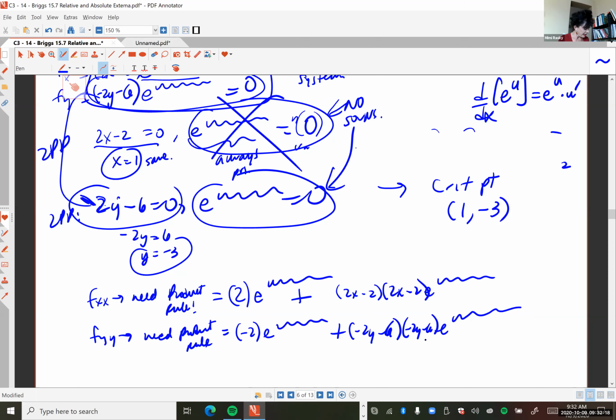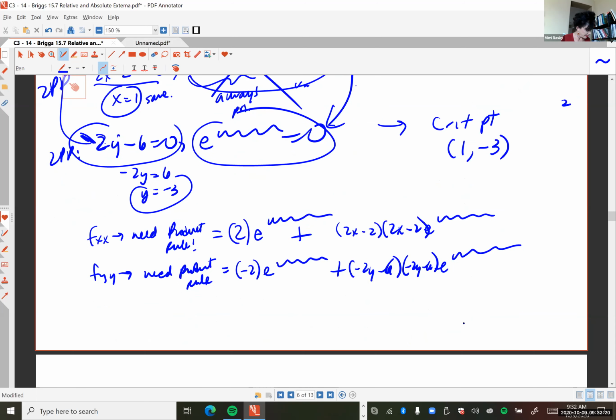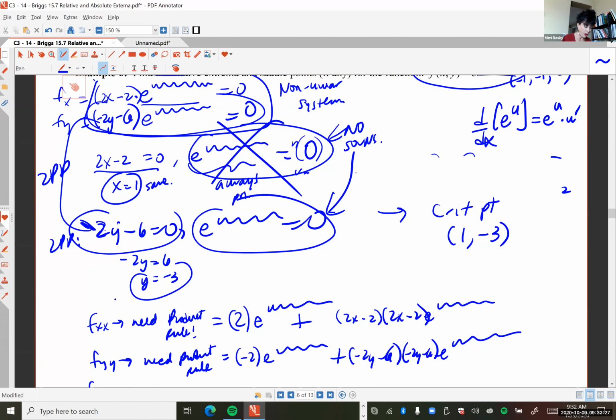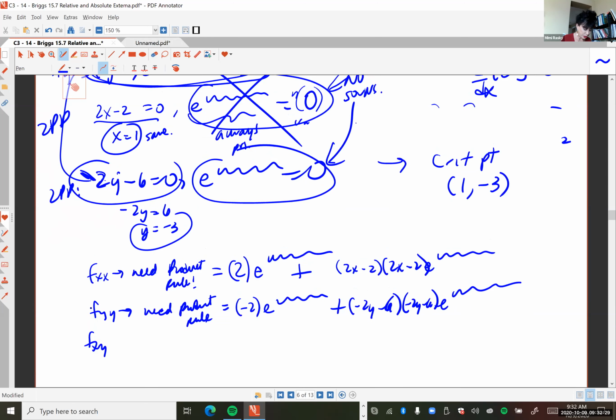Okay, fine. Now, fxy, good news, you don't need the product rule because that's not a product of two things with respect to y. So you'll just have the 2x minus 2 as a constant multiple, and then the derivative of e to the blah, blah, blah with respect to y, we've already done that, is -2y minus 6 times e to the blah, blah, blah.